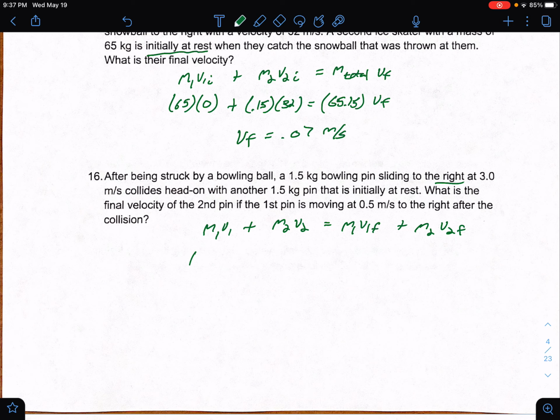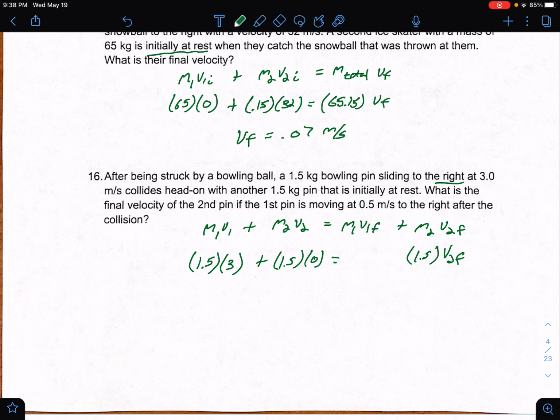I have a 1.5 kilogram pin. It is moving to the right at 3 meters per second. Okay, so there's M1 V1. And I have another 1.5 kilogram pin that is initially at rest, so that means its velocity is 0. Then they hit. What is the velocity of the second pin? Okay, so my M2 is 1.5, and I want to know what is the velocity of that second pin. In this case, it doesn't really matter since they both have the same masses, but if you get a problem where you have different masses, make sure you put the right velocity with the right mass. Okay, so I'm going to leave that as V2F.